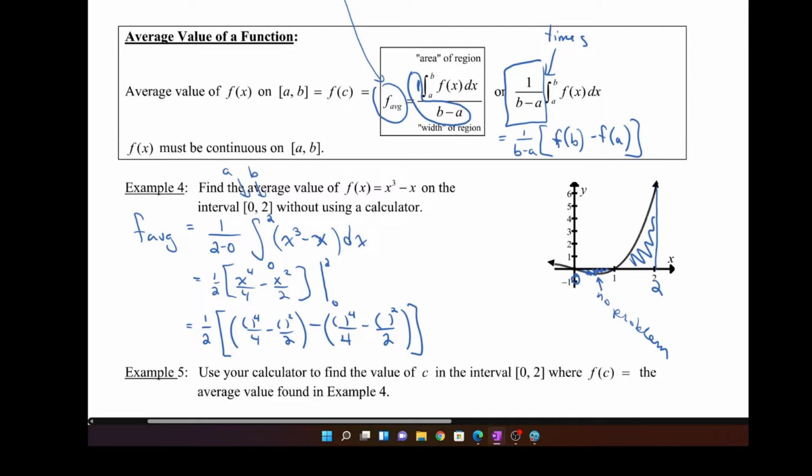Then let's actually do this. We're going to put in the 2, and the 2, and the 0, and the 0, and now we know this part disappears. Just wrote it out to confirm that, right? And then in here, I have 1/2 times 2 to the 4th is 16 divided by 2. 2 squared is 4 divided by 2. And so I have 1/2 times 8 minus 2, which is 1/2 times 6, which is 3.